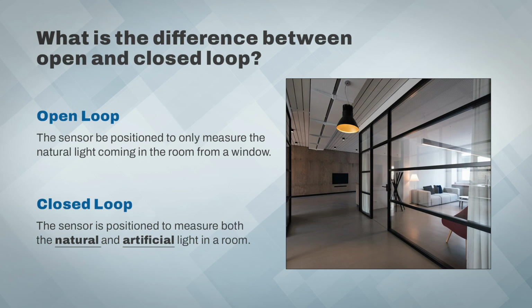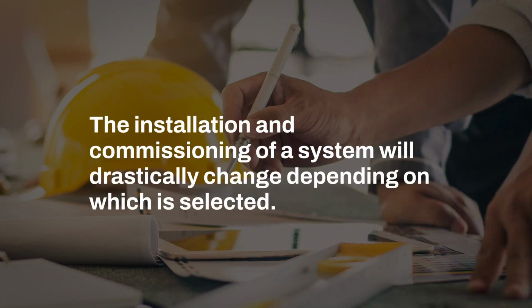In an open-loop system, the daylighting sensor only measures the amount of natural light entering the room through a window, while a closed-loop system measures the combination of the natural light entering a room and the artificial light being provided by the fixtures. This may seem like a subtle difference, but the installation and commissioning of a system will drastically change depending on which is selected.